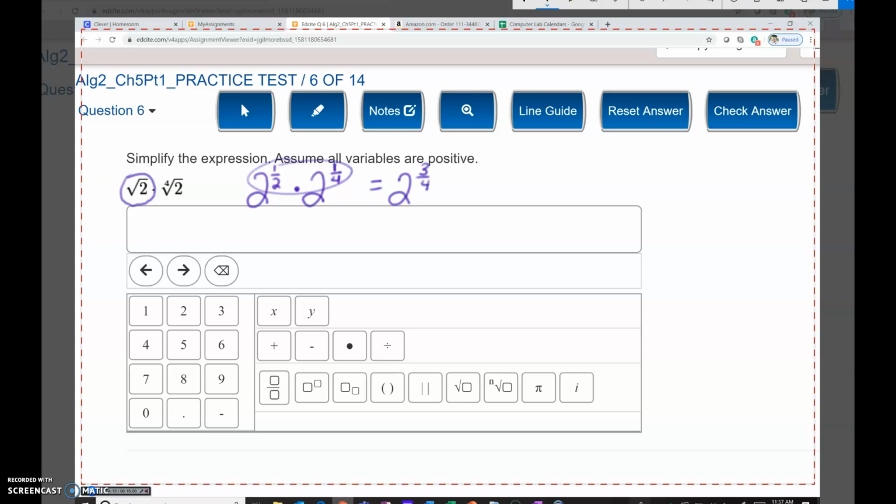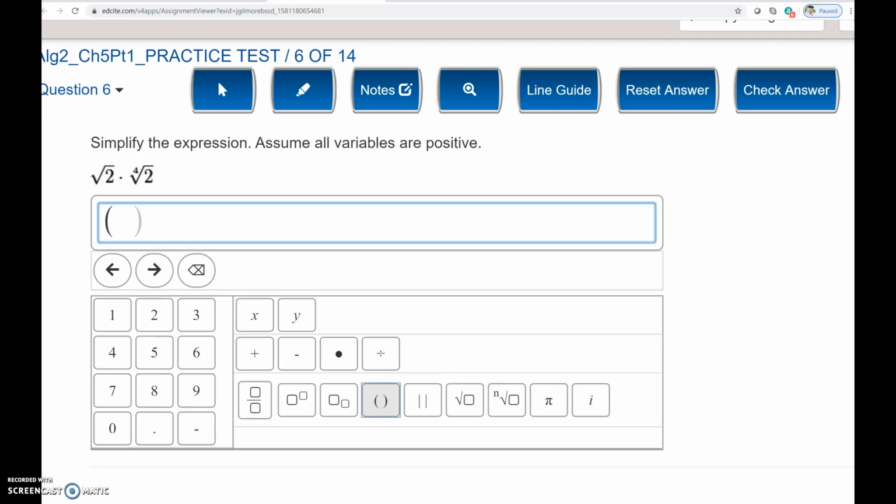Now I have set the test so that if you type in 2 to the 3/4, you will get the problem wrong. You can't leave your answer like this, because that's not the format that we started with. We started with radicals. So you need to convert this back into a radical. The answer is the 4th root of 2 raised to the 3rd. I want you to see how to enter that in here.